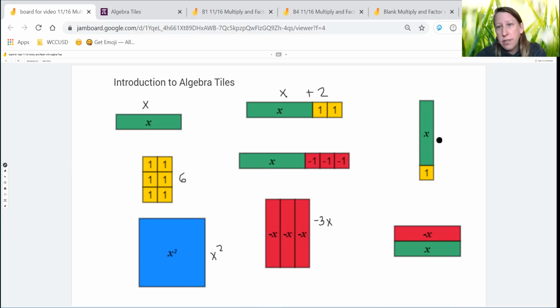Okay, how long is this? This is x plus 1. So we can draw it this way or this way. How about this one? We got an x and the 3, but they're negative. So this is x minus 3.